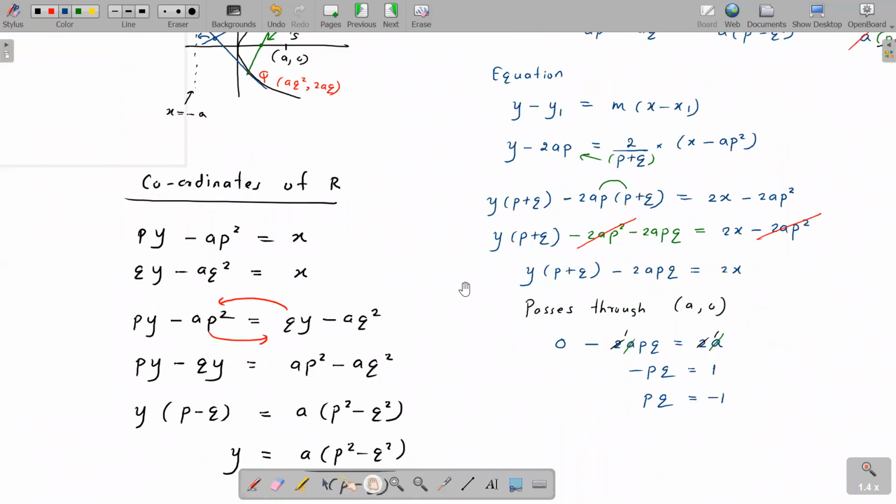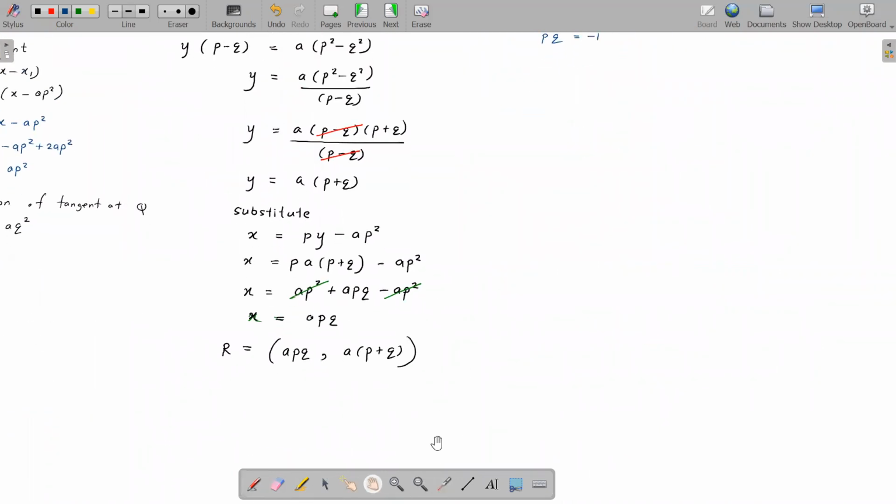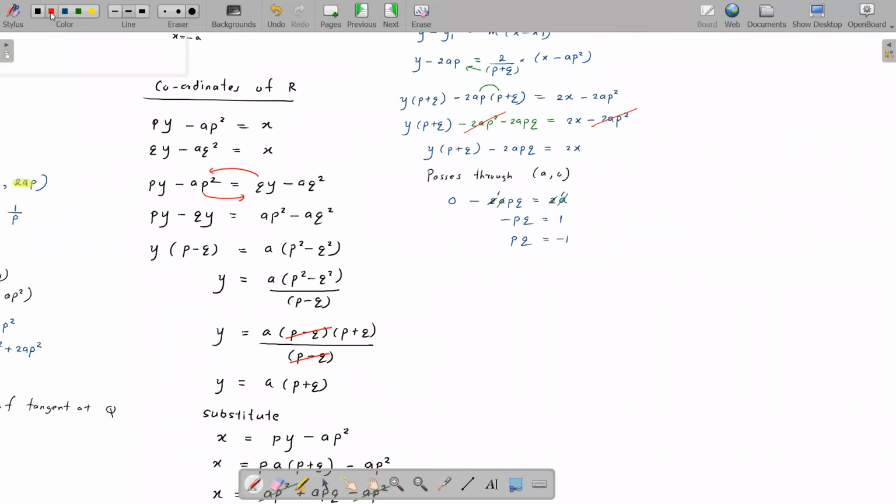Now, didn't we already find the coordinates for R? How R behaves? Yes, the x coordinate of R is what? For the coordinates of R, the x coordinate of R is APQ, right? The y coordinate of R was A times P plus Q. So now look, you can see that we already found PQ is obeying this particular rule, right? PQ is -1, which means what? X equals -A. So that's it.